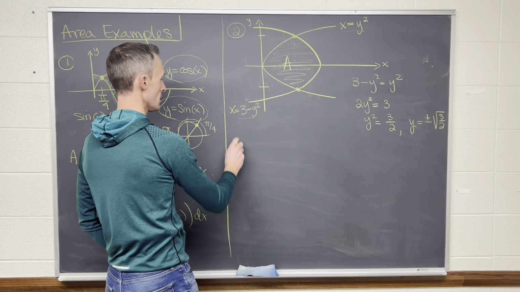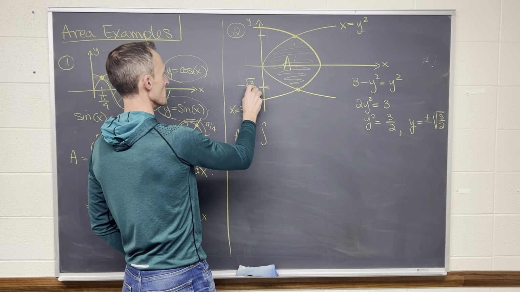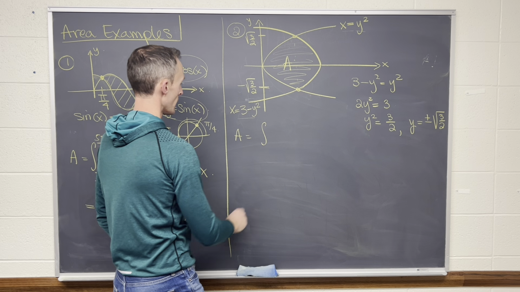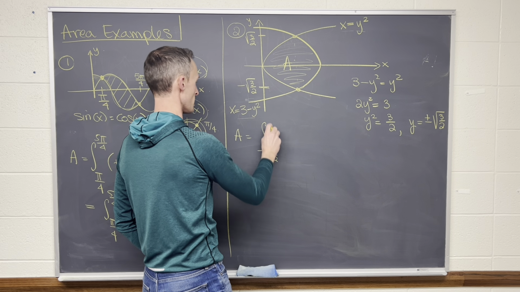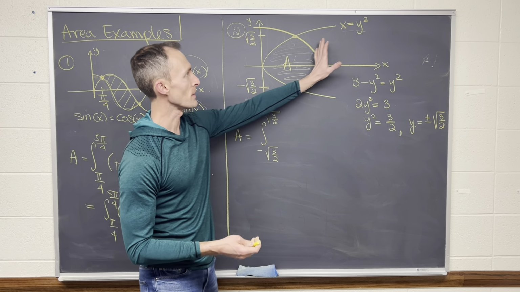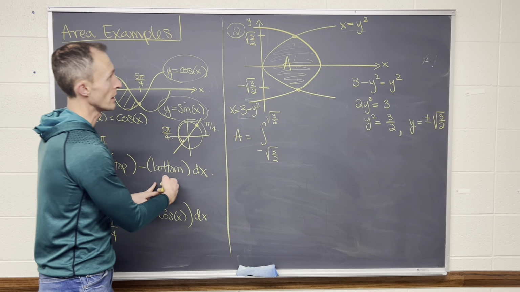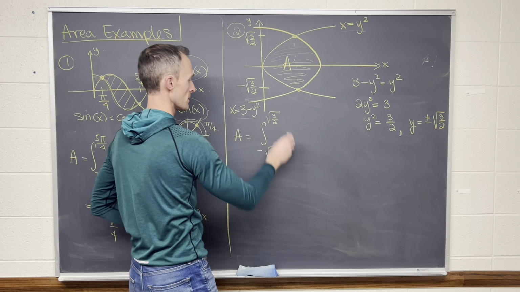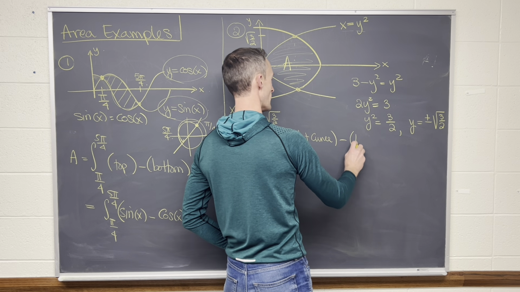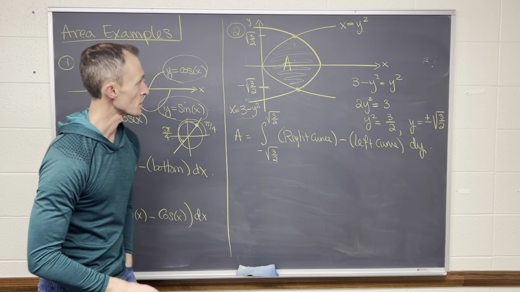Okay, so what's my area going to be? Whatever A is going to be the integral from the lower bound, which is minus the square root of 3 over 2, up to the upper bound, which is the square root of 3 over 2. Of what? Well, now because these are functions of y instead of x, rather than doing top minus bottom, you do right minus left. So this is the right curve minus the left curve, and this is with respect to y because my bounds are with respect to y.